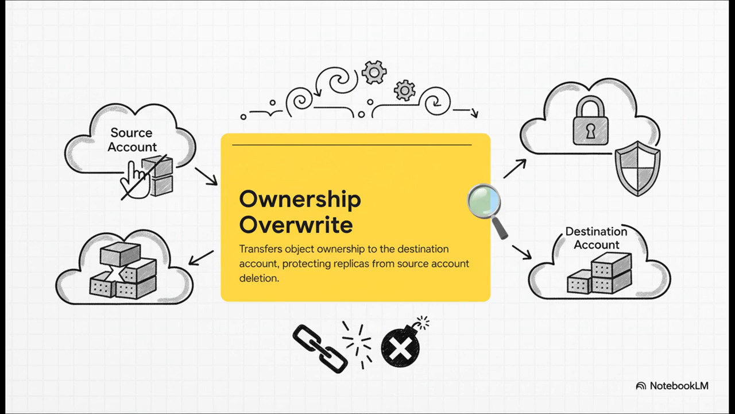This brings us to a really key security feature, especially for cross-account replication. It's called ownership overwrite. When you enable this, the destination account takes full, complete ownership of the replicated files. This means the original source account no longer has any permission to delete those copies. It's a powerful layer of protection against accidental deletion or even something malicious like ransomware.